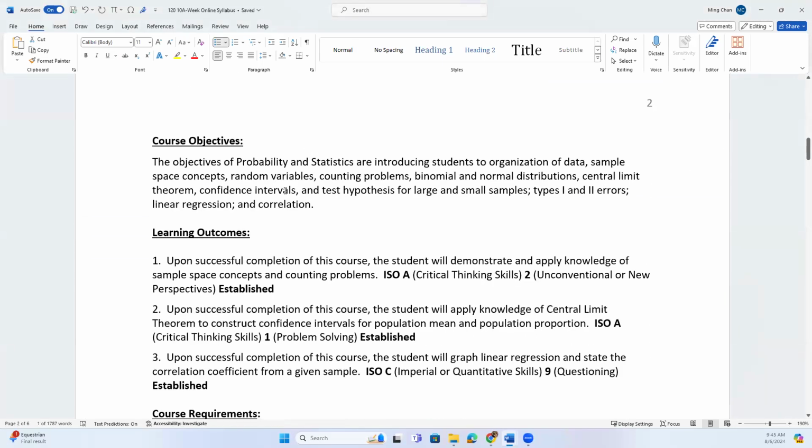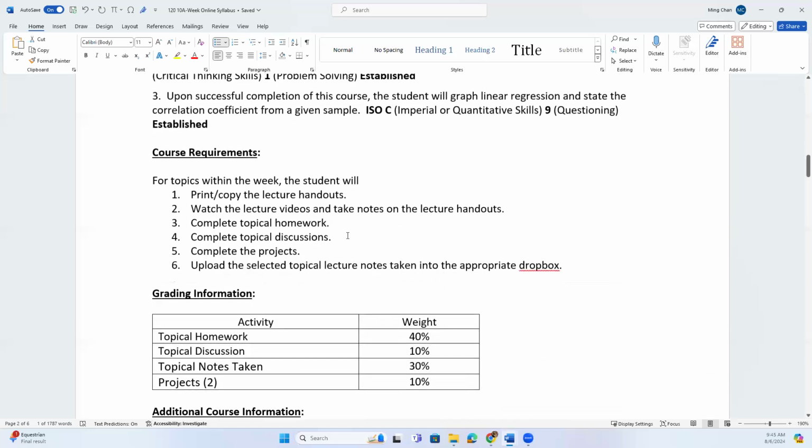All right, here are the course objective and the learning outcomes. So, course requirements. For topics within each week, you will print or copy down the lecture handout, like I mentioned earlier, watch a lecture video and take notes on the lecture handouts. Complete your homework, discussion, and the projects, and upload your selected topical lecture notes taken into the Dropbox.